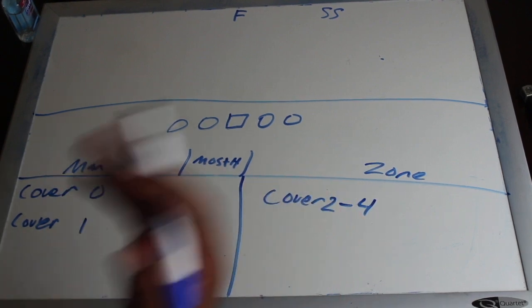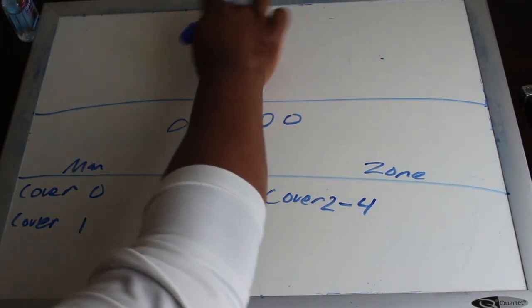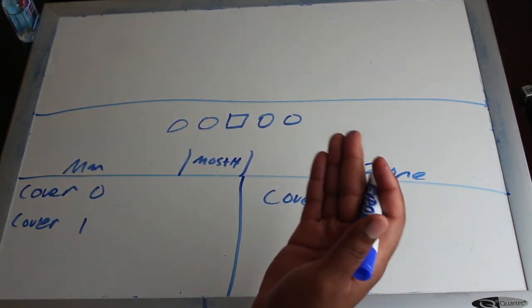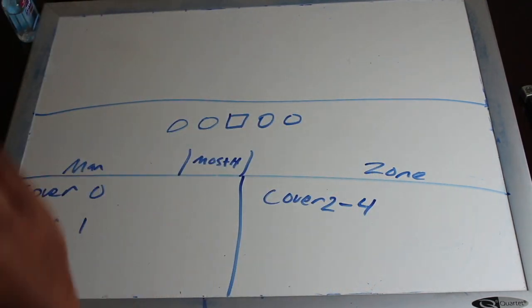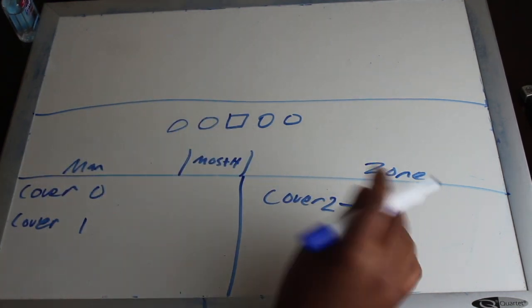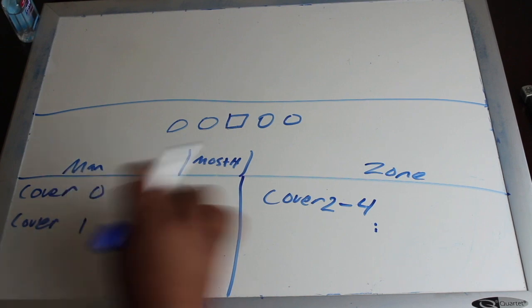I'm going to show y'all the big keys here. But that's just the first thing that we're really looking for. We're looking for safety: zero high, one high, two high. That's what we mean there, where the safeties are located. So let's get into some keys. Let's start with the zone side. Let's mostly do the zone side because this is man stuff.